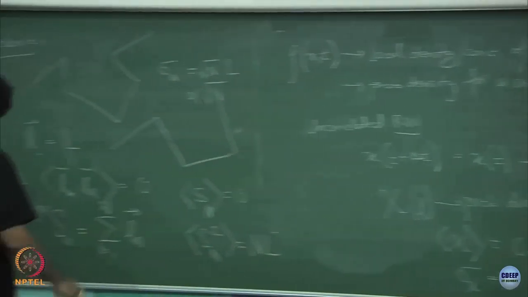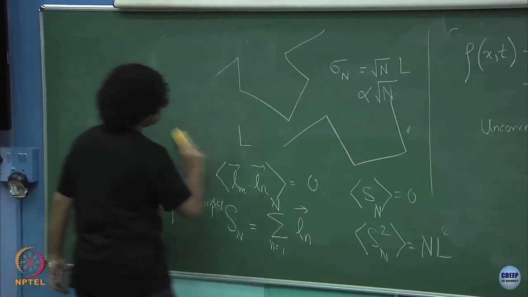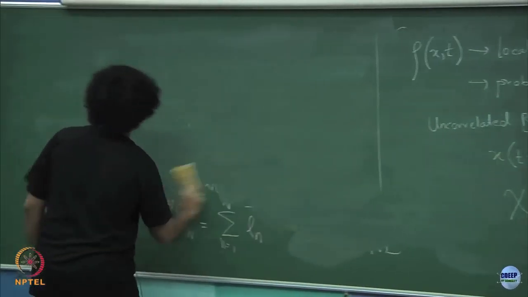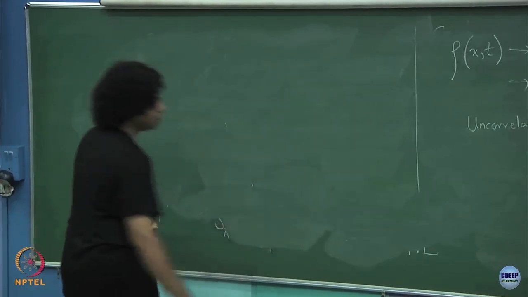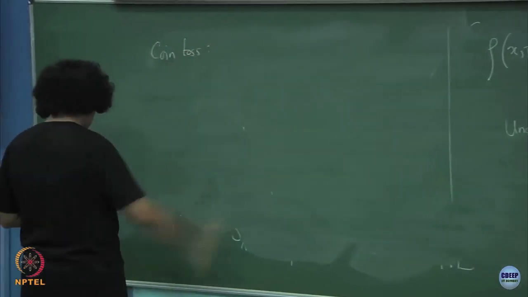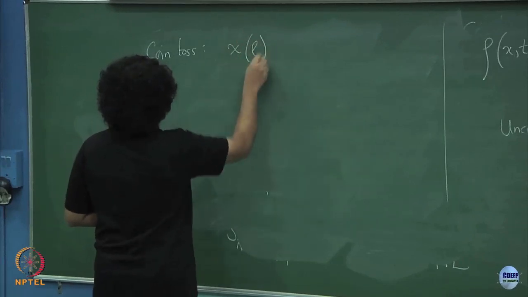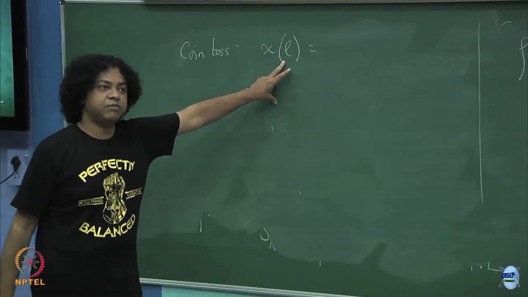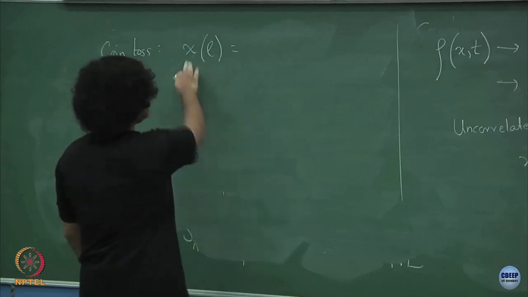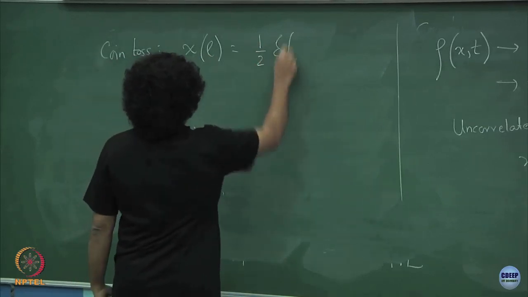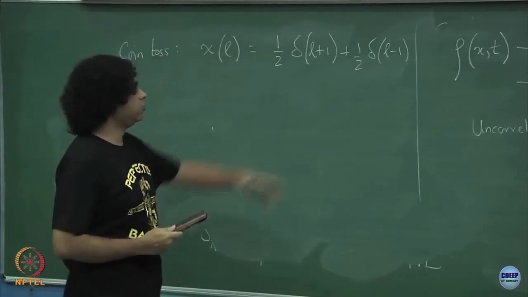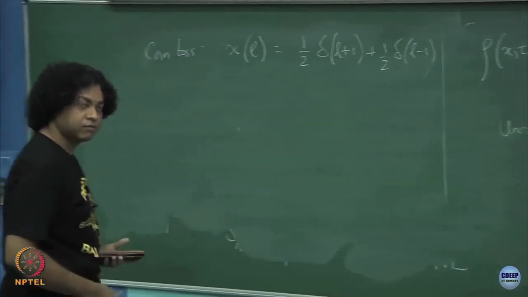So just to clarify, if I was thinking of coin tosses, then what would this chi of L be? What values could that random variable take for the coin tosses? It could be plus 1 or minus 1, each with a probability half. So therefore, this distribution chi of L in that case would be half delta L plus 1 plus half delta L minus 1. It could take two values, plus 1 and minus 1, each with probability half.